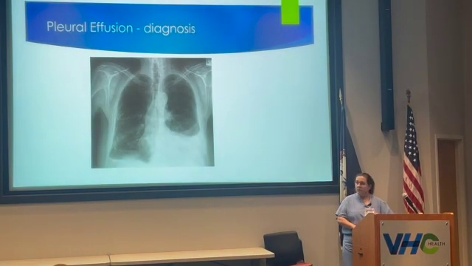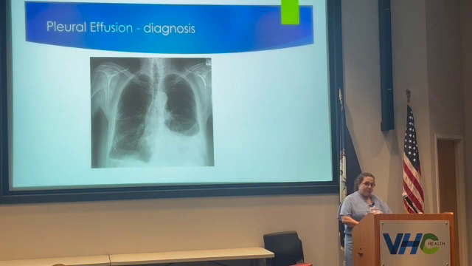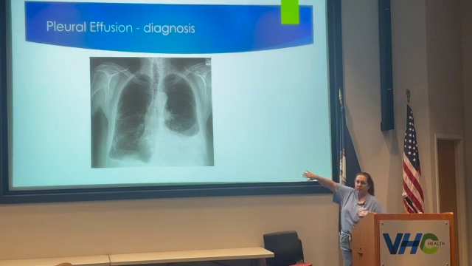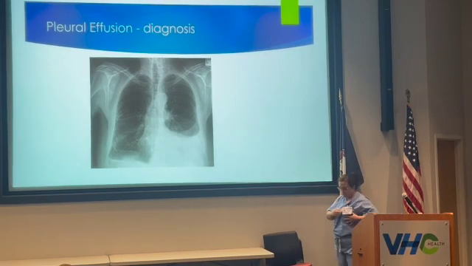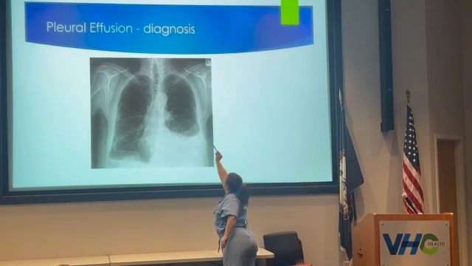So here is a chest X-ray with an effusion, and you say, well, why is that not an infiltrate? That's a good question. But on this X-ray, you see the fluid kind of going up along the edge, so that's more consistent with an effusion. Everybody see that? Up here. I'm short.